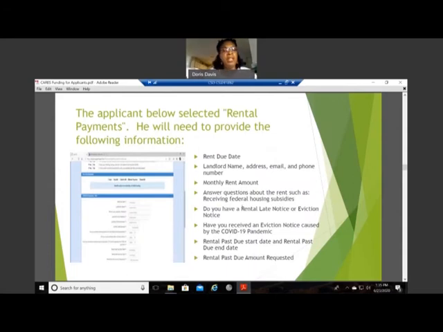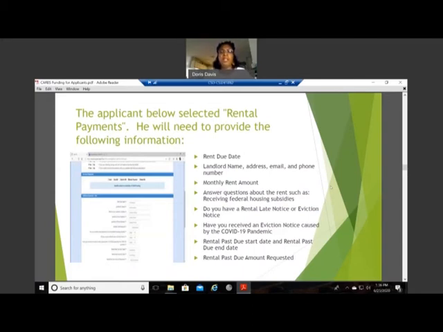Okay, for this application that we're looking at to the left, the applicant below selected rental payments. So he'll need to provide the following information. For rental payments, you need to supply the rent due date. You'll need the landlord name, address, email, and phone number. You need to know your monthly rent amount, the base rent. You'll need to answer questions about the rent, such as receiving federal housing subsidies. Do you receive a housing subsidy or not?